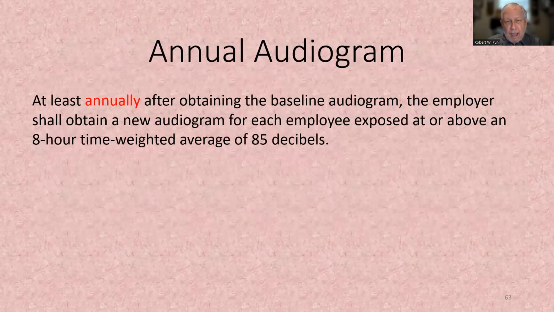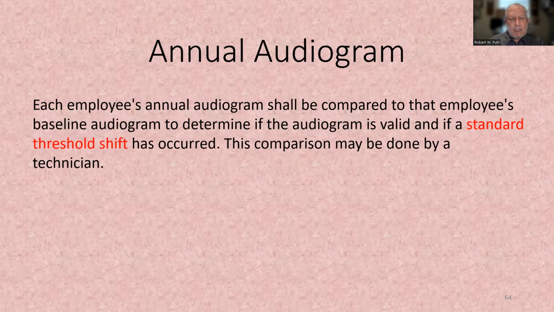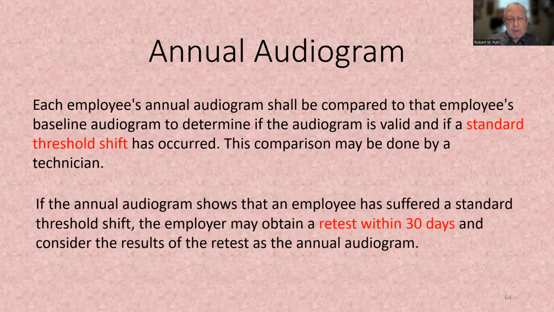At least annually after obtaining the baseline audiogram, the employer shall obtain a new audiogram for each employee exposed at or above an 8-hour time-weighted average of 85 decibels, at least annually. Each employee's annual audiogram shall be compared to that employee's baseline audiogram to determine if the audiogram is valid and if a standard threshold shift has occurred. This comparison may be done by a technician, and it's usually done by the people in the van, and they'll tell you right away. They're pretty good at what they do.